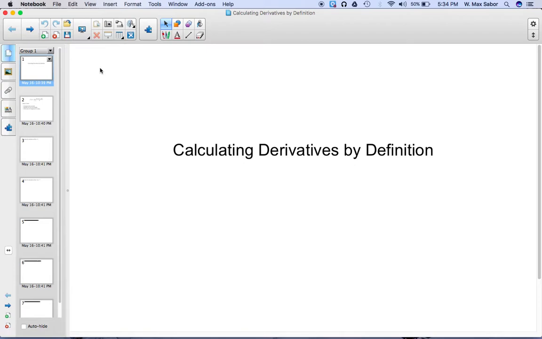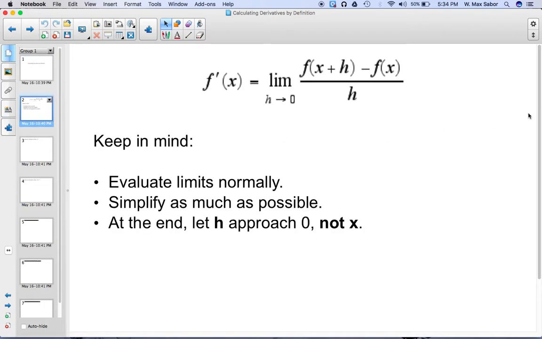How do we calculate derivatives using the definition of derivatives? Well, first, let's agree that this is the definition of a derivative. Keep in mind you're going to be evaluating the limit normally. Simplify as much as possible.